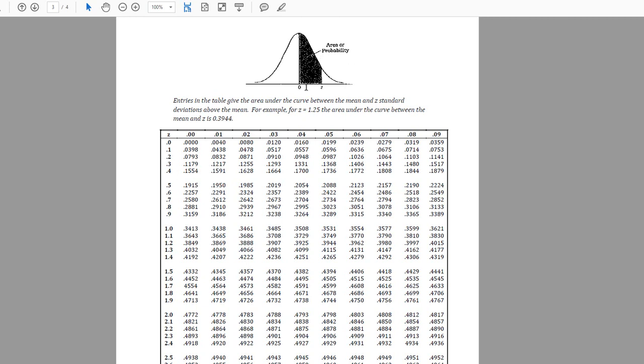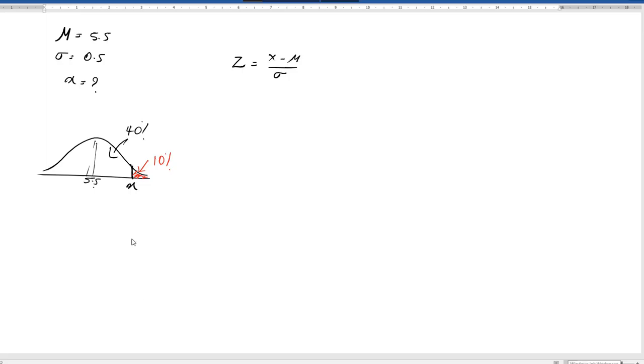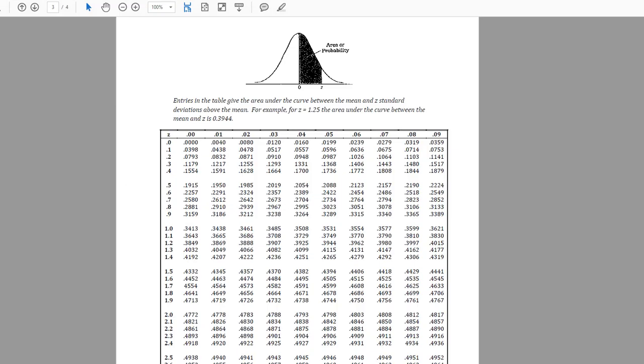Another important thing to remember is that values in the body of the table are the areas from the middle point, the mean, to the z value or the value of interest. So that's the area that you're interested in. These are the probabilities that correspond to that area. What area I have from mean to the point, if I go back here, is 40%. So I'm looking at 40%. I need to find 0.4 in the body of the table. Let's look at what's the closest value to 0.4.